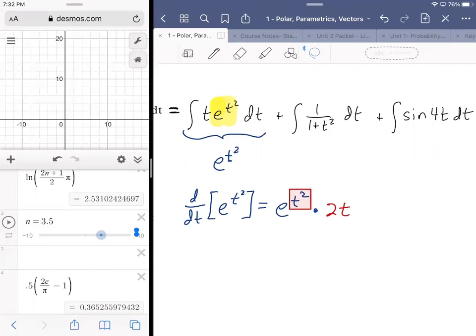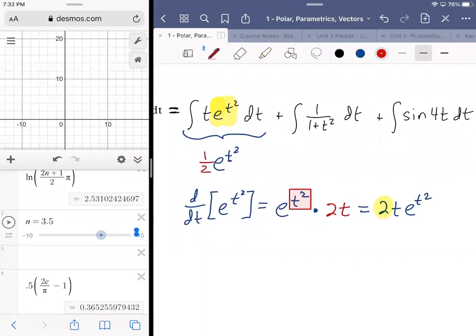All right. So that would give me 2t e to the t squared, which is exactly double what I want. I don't want that 2 there. If I didn't have that 2 there, I'd have my antiderivative. So what I do is I just do a little on-the-fly correction.